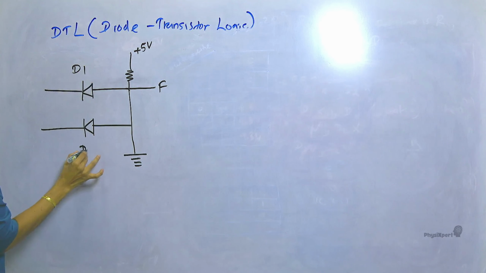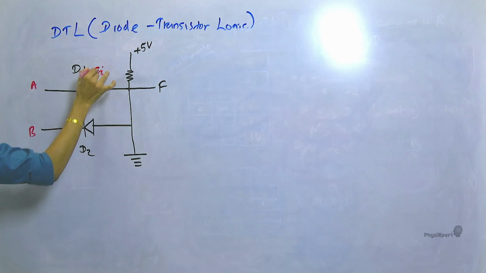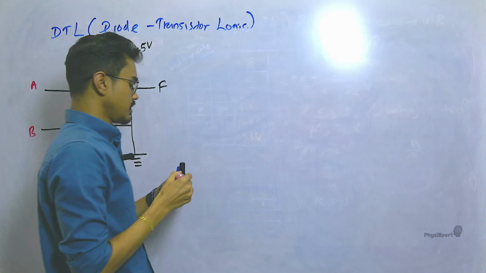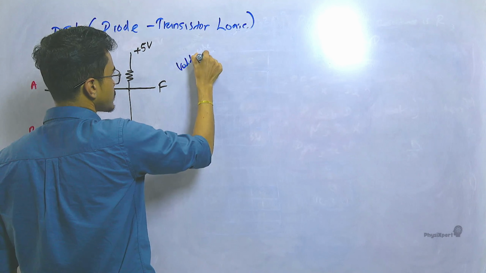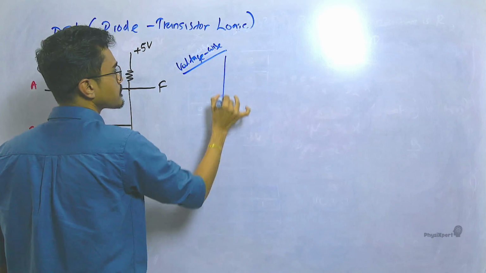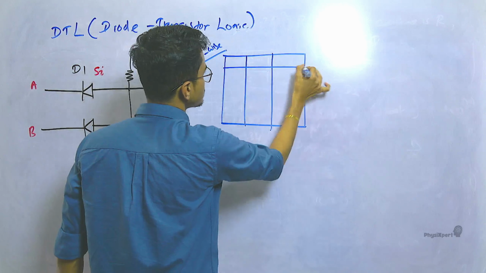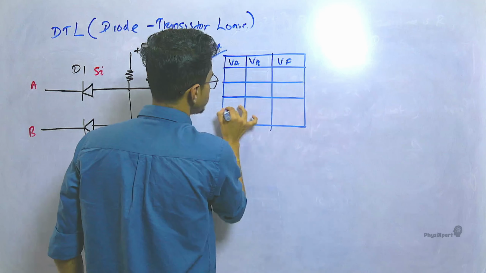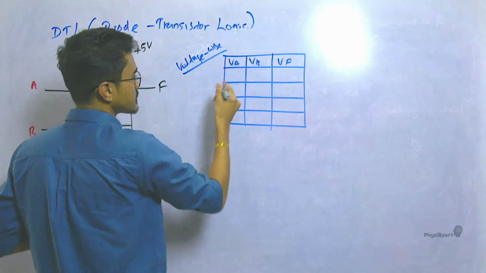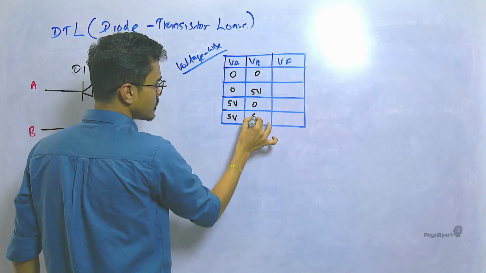Say these are D1 and D2 again for ease, and the inputs are A and B, and let's consider both as silicon diodes. Now, again, if we check the same voltage-wise, VA, VB, and VF, the voltages of these four: voltage-wise, 0, 0, 5 volts, 5 volts. Then 0, 5 volts, 0, 5 volts.